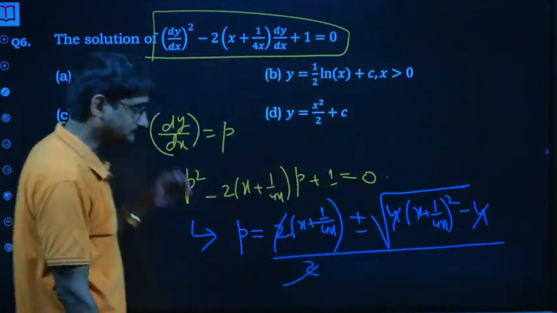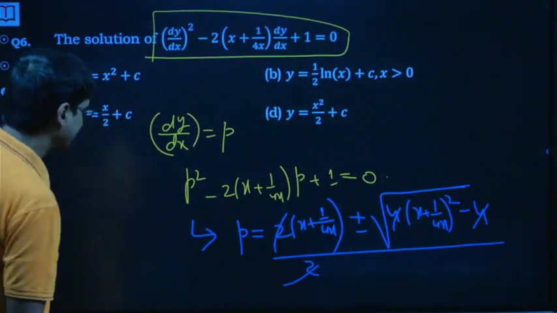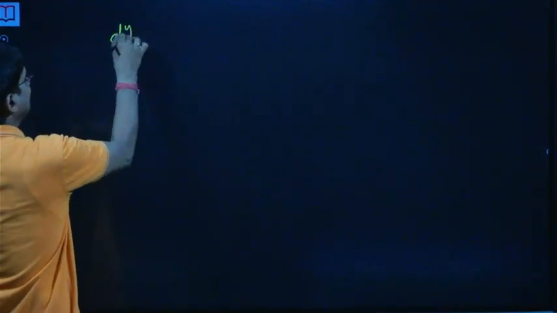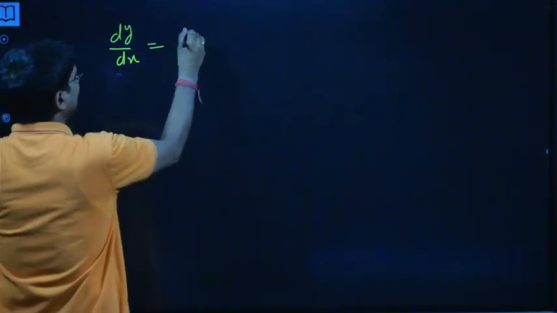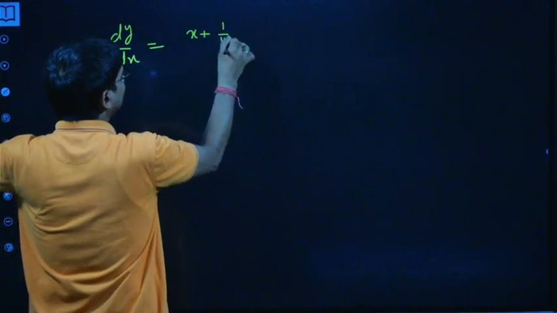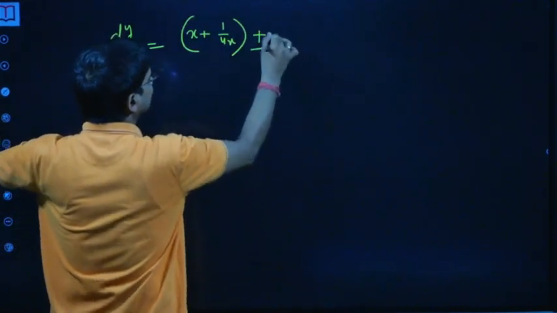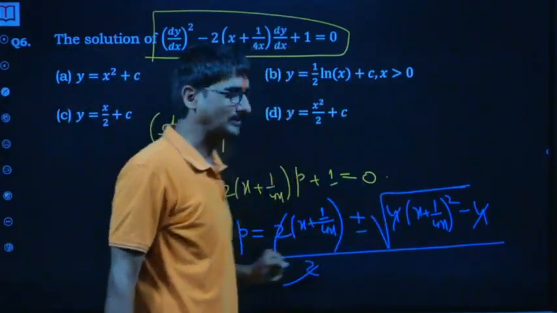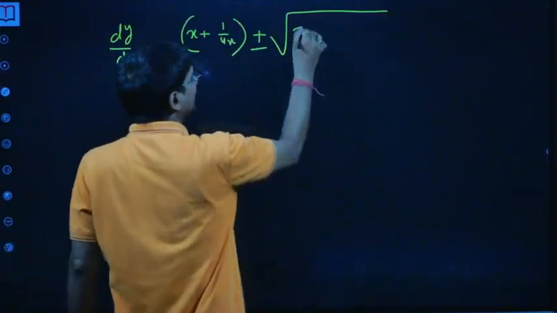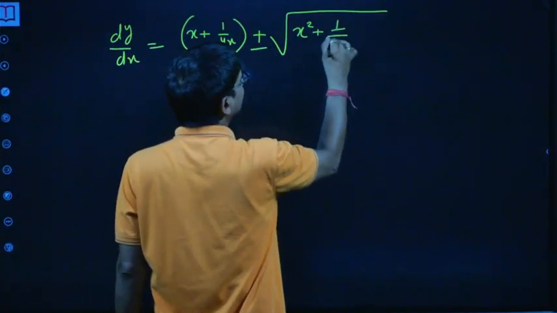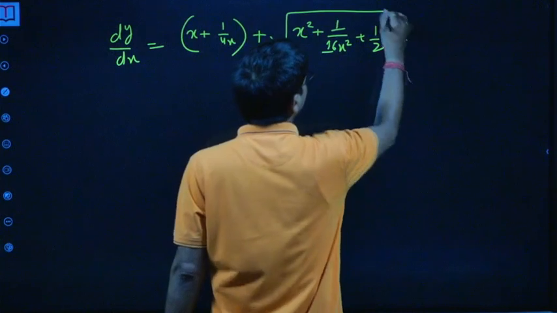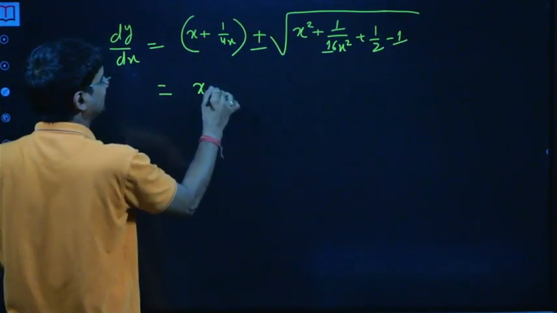So 2 gone. So what does that give us? That gives us p, which is nothing but dy by dx, equal to x plus 1 by 4x, plus minus under root of, if I open this perfect square, what do we get? We get x square plus 1 by 16x square plus half minus 1. Now see, that's again a perfect square.